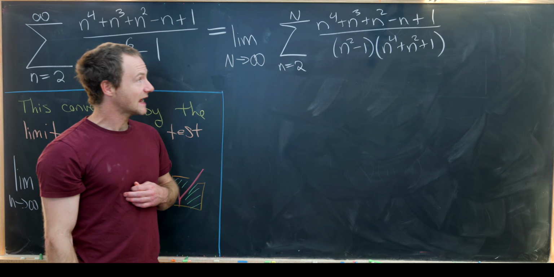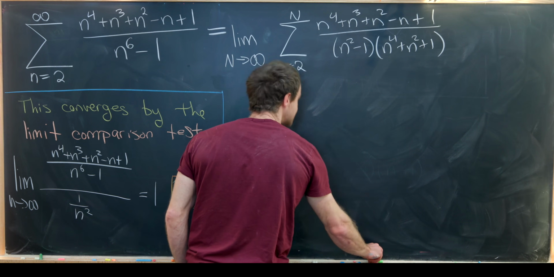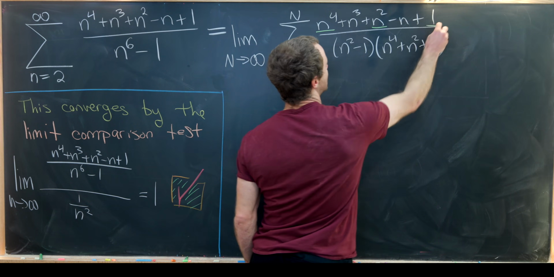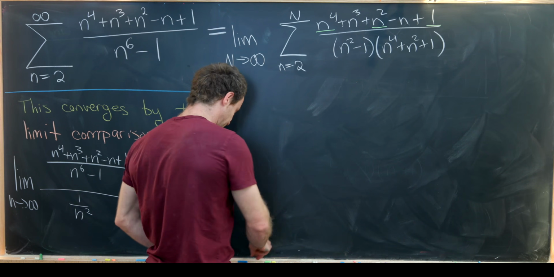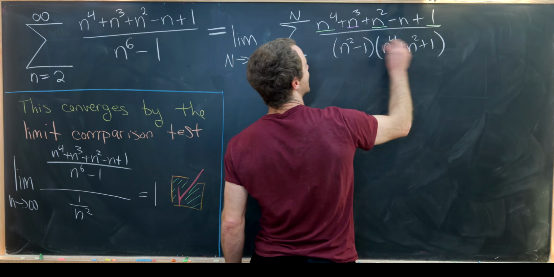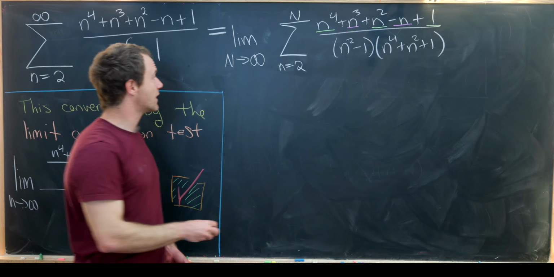Okay, next up, I'll take this guy right here and notice that it includes an n to the 4th plus n squared plus 1. So that motivates us to split what I have underlined in green and what I have underlined in purple into two parts. So let's go ahead and do that.